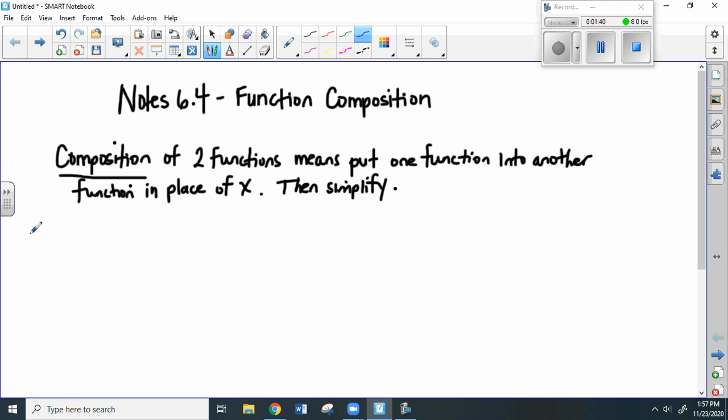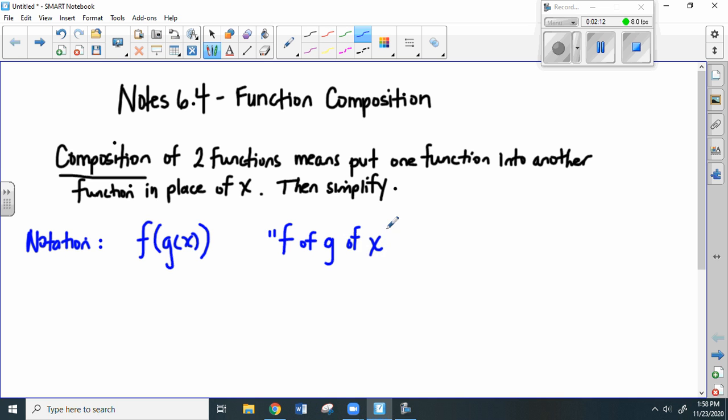Okay, now the notation that you're going to need to be able to recognize, there's two different forms of it, just like there was for adding, subtracting, multiplying, and dividing. All right, and here they are. And then I'm actually going to write down how to say it in words, just so you can remember that as well. Okay, so f of g of x. And what it actually means is put g of x into f of x in place of x.